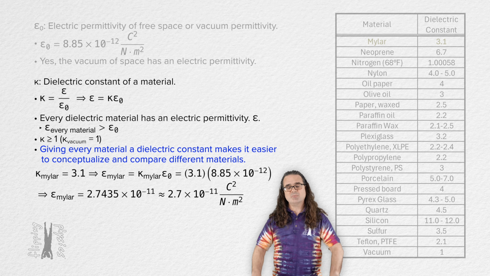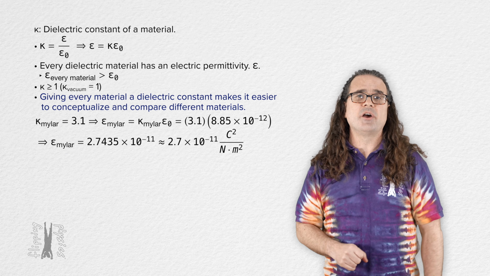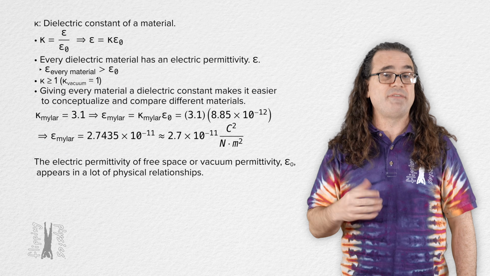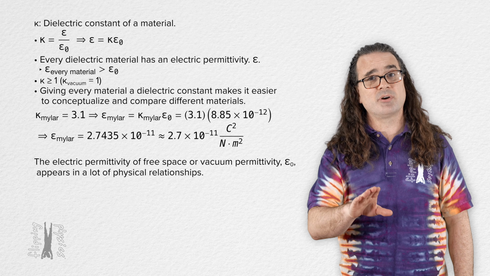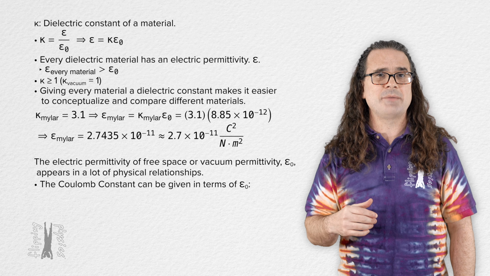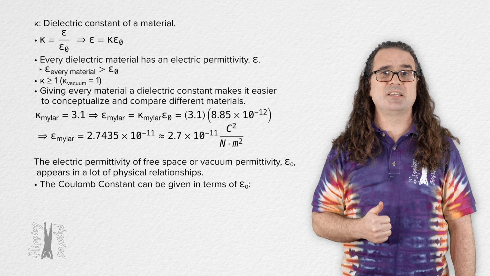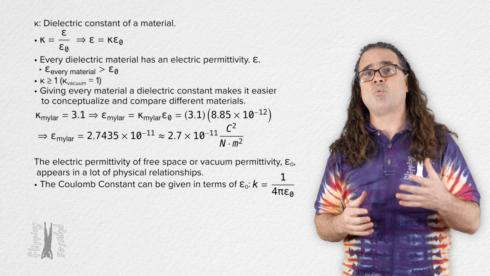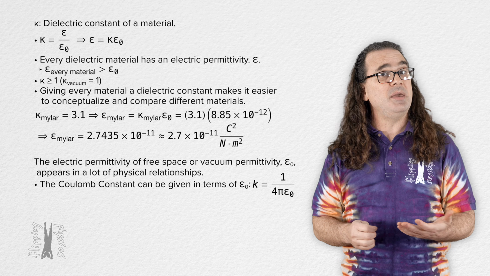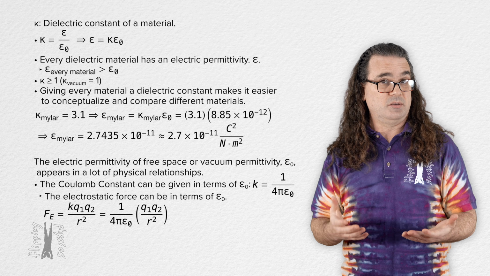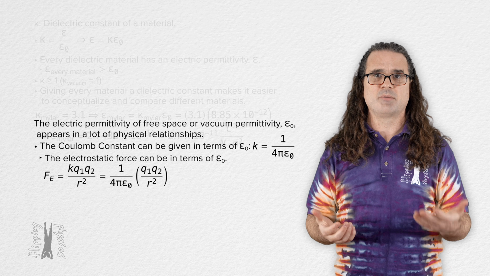And lastly, just so you know, the electric permittivity of free space, or vacuum permittivity, appears in a large number of physical relationships. For example, the Coulomb constant can be given in terms of vacuum permittivity. The Coulomb constant equals 1 over the quantity 4 pi times vacuum permittivity. That means the electrostatic force can be given in terms of vacuum permittivity.